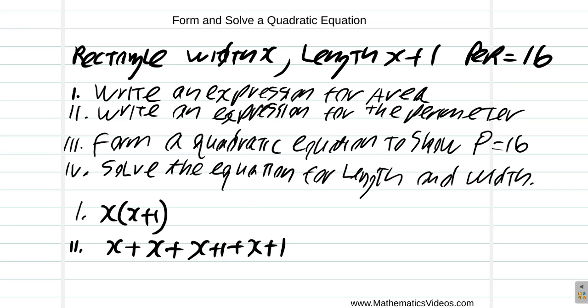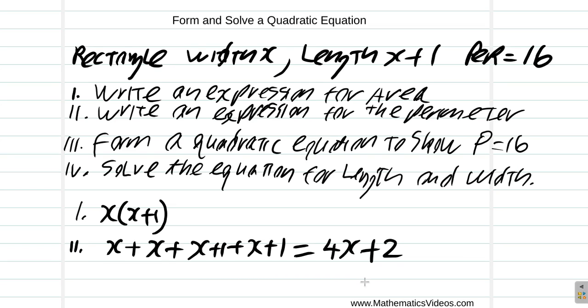Okay, good. So put them together. How many x's do you have? 1, 2, 3, 4. So it's 4x plus, how many ones? 1, 2. 4x plus 2 would be the expression for the perimeter. Alright?